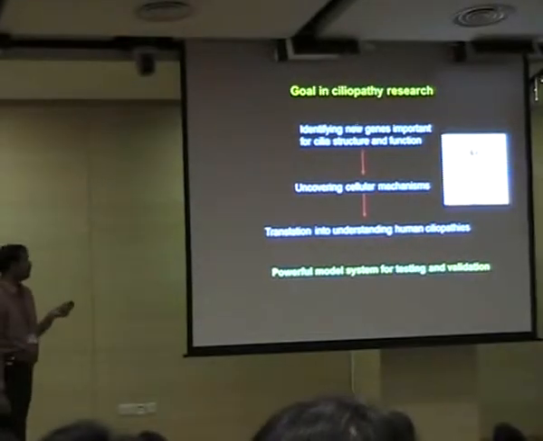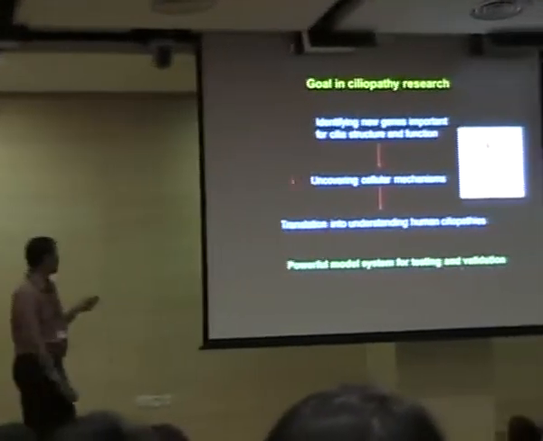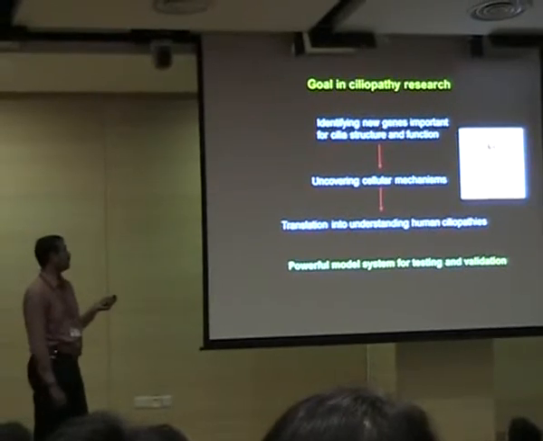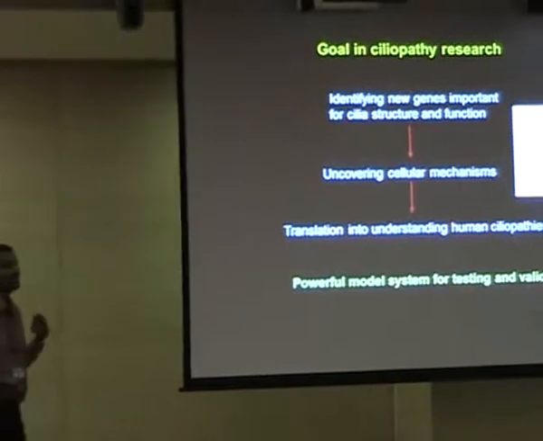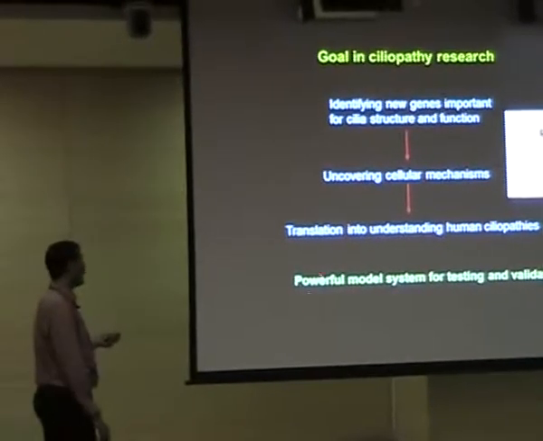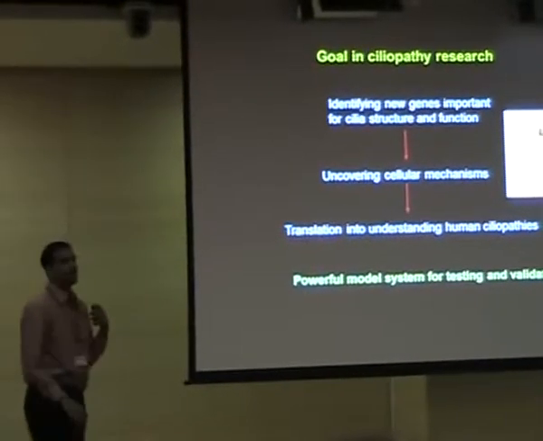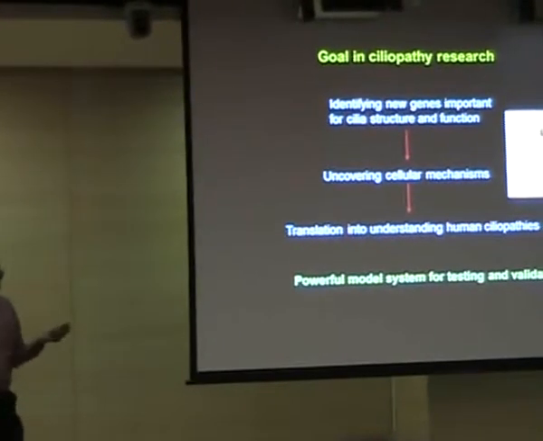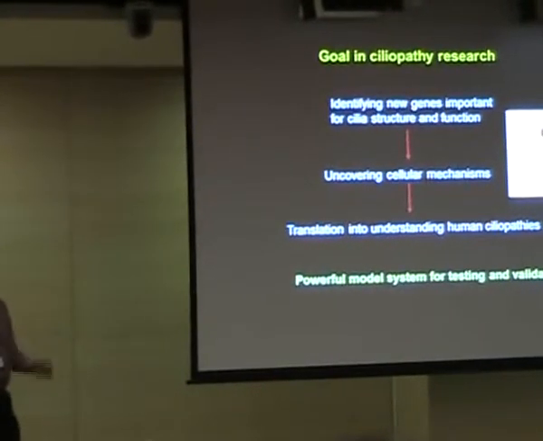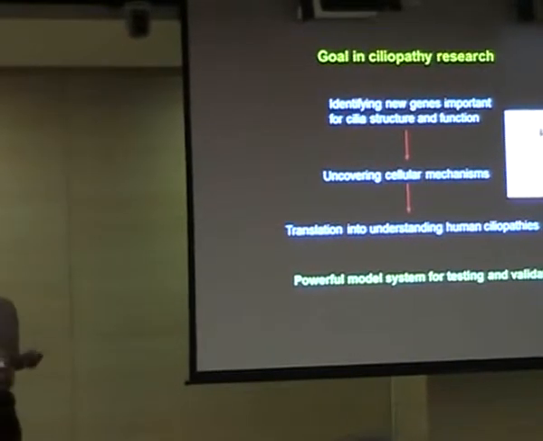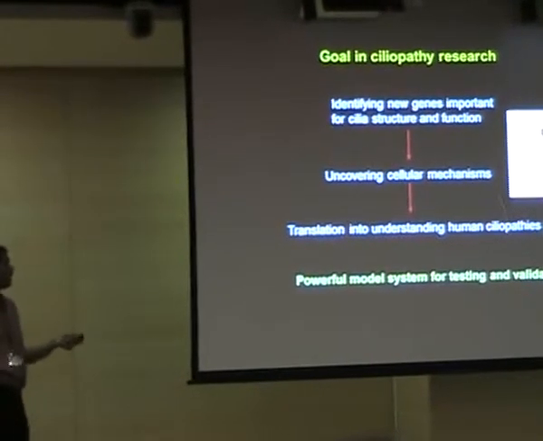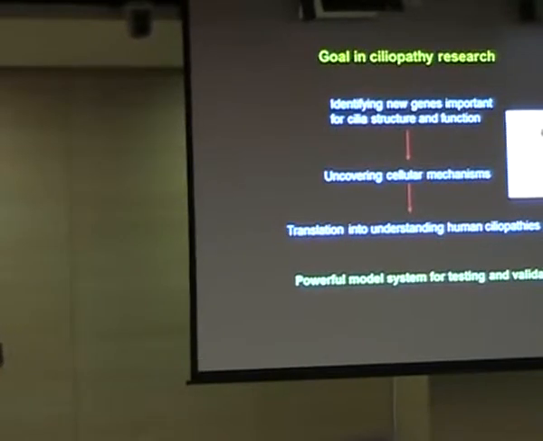So the goal in ciliopathy research then would be to identify new genes that are important for cilia structure and function. Not only identifying these genes, but uncovering the cellular mechanism of how these genes work, and then more importantly, how do we translate the knowledge that we acquire from such a study into advancing our understanding of human ciliopathies? In order to do all these things, you require a powerful model system where you can test what you want to test, and then of course validate these findings in a ciliopathy context.